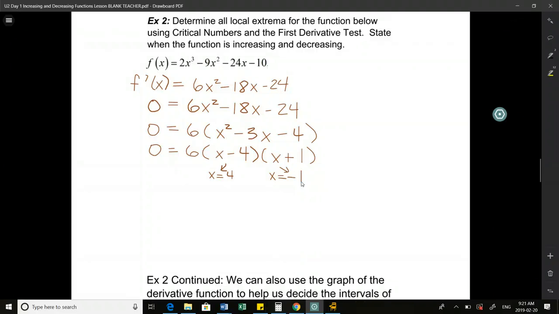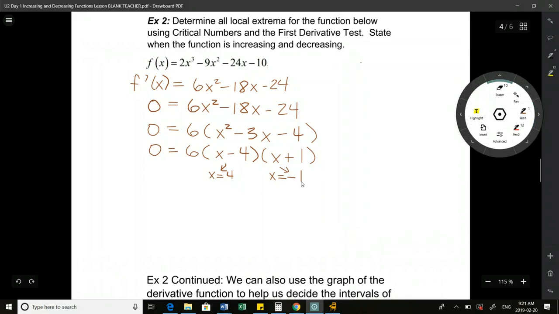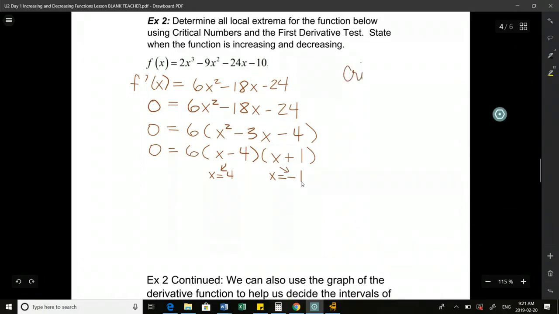So we would consider both of these to be critical numbers, right? So anywhere where the first derivative equals 0. Now, if I want critical points, I can find a point by plugging these x values into my original function and finding their y coordinate. If I'm just looking for critical numbers, those are going to be the x values, right? Critical point, x, y coordinate.